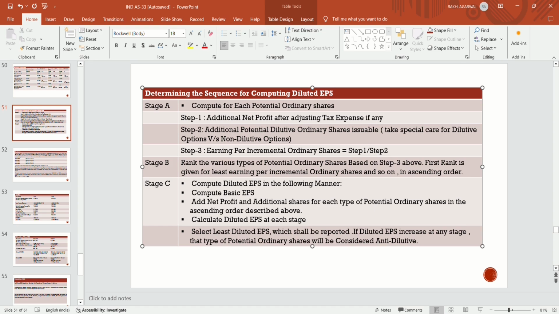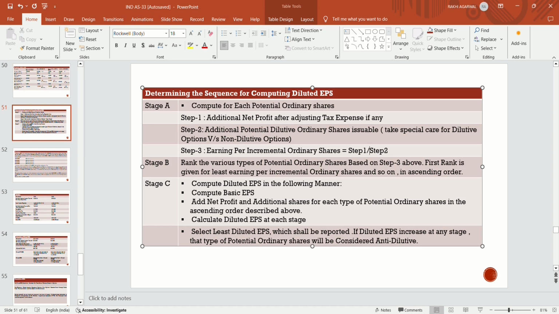So we will get the earning per incremental share. Now we will rank the various types of potential ordinary shares based on step 3. First rank is given to the least earning per incremental ordinary share, and so on in ascending order. Whether they are dilutive or anti-dilutive depends on the decreasing or increasing nature of the EPS. Compute diluted EPS in the following manner: first compute basic EPS, then add net profit and additional shares for each type of potential ordinary share in the ascending order described above. Calculate diluted EPS at each stage. Select the least diluted EPS, which shall be reported. If diluted EPS increases at any stage, that type of potential ordinary share will be considered anti-dilutive. As we have discussed, if it is in decreasing nature, then it will be dilutive.